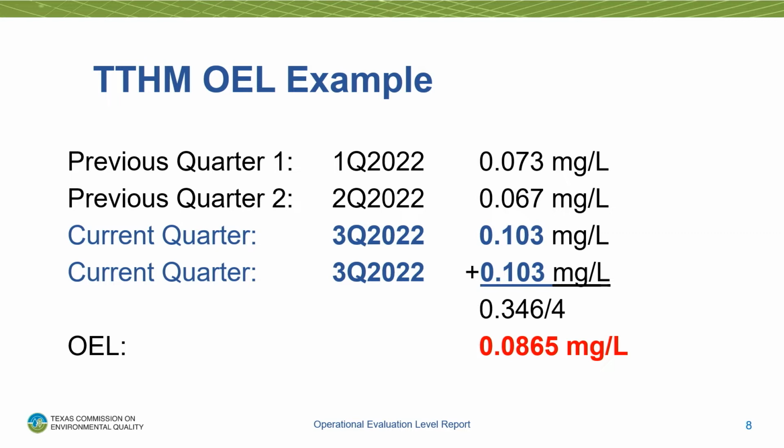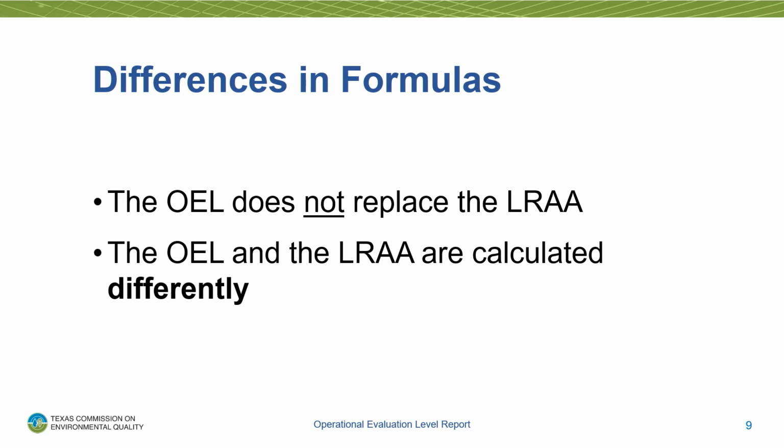So here we see that the same system triggered the OEL. So this is basically to say, let me stop here, look at my system, see what's going on, and fix it before it actually becomes a violation. So very proactive thinking. So here's just me kind of explaining the differences in formulas.